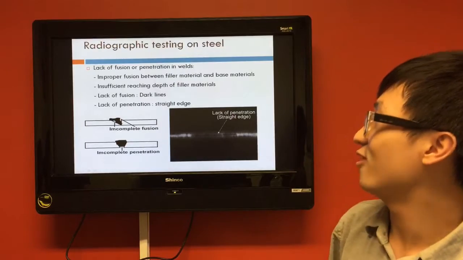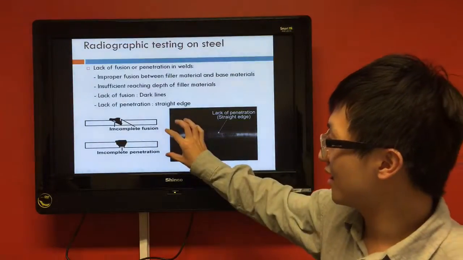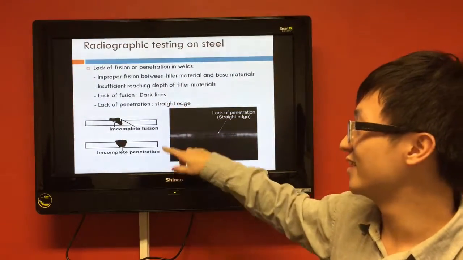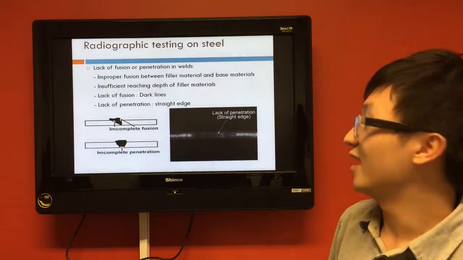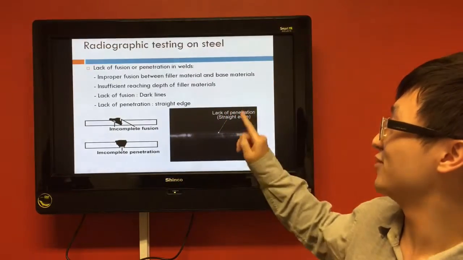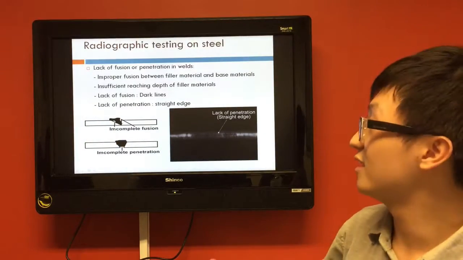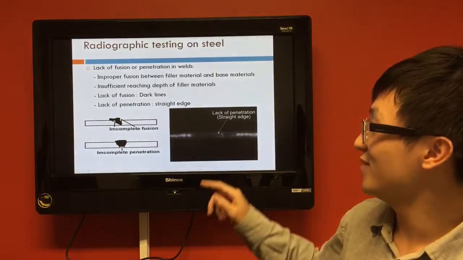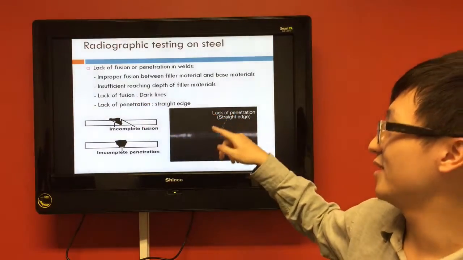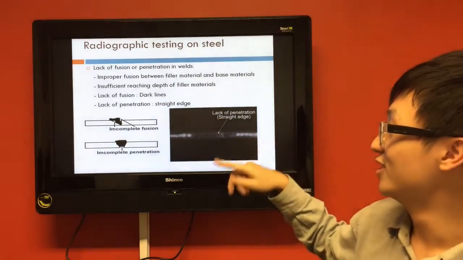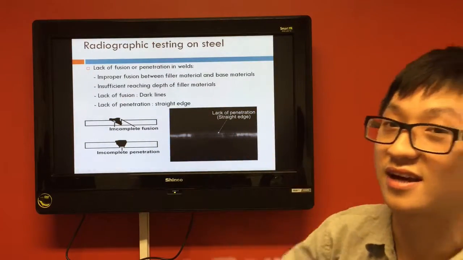The last problem is the lack of fusion and penetration in welds. This is a cross-section of the steel showing what is incomplete fusion and incomplete penetration. The cause of the problem is improper fusion between filler material and the base material, or the insufficient reaching depth of the filler materials. On the recording media, if there is lack of fusion, dark lines will appear, and if there is a lack of penetration, a straight edge will appear. Like this straight line in this photo is showing a lack of penetration.